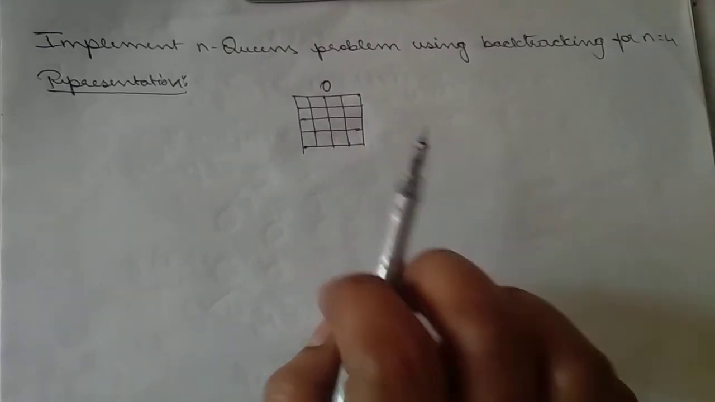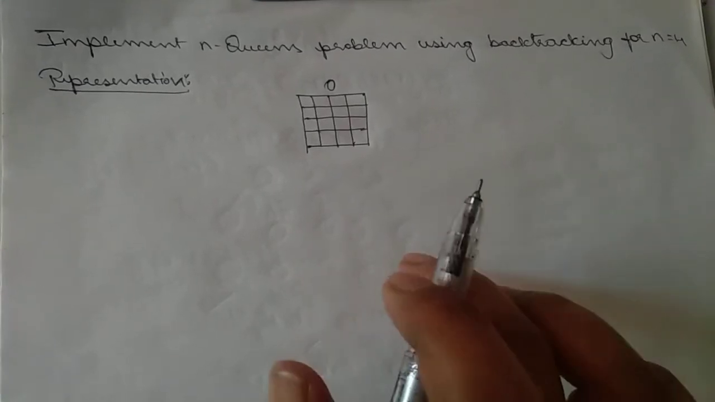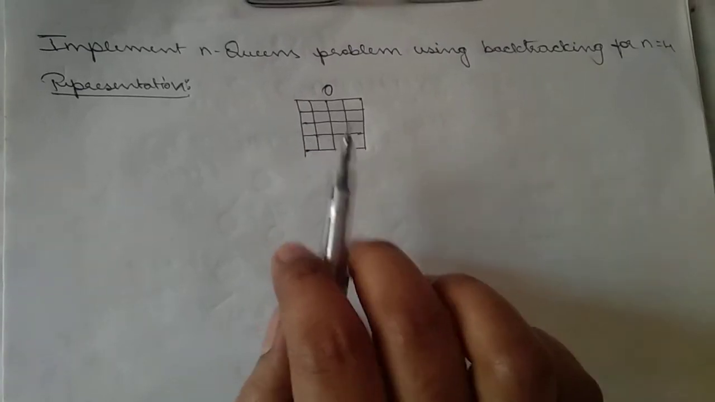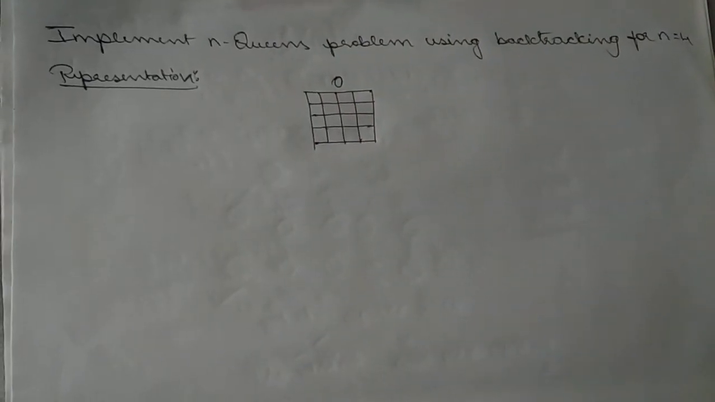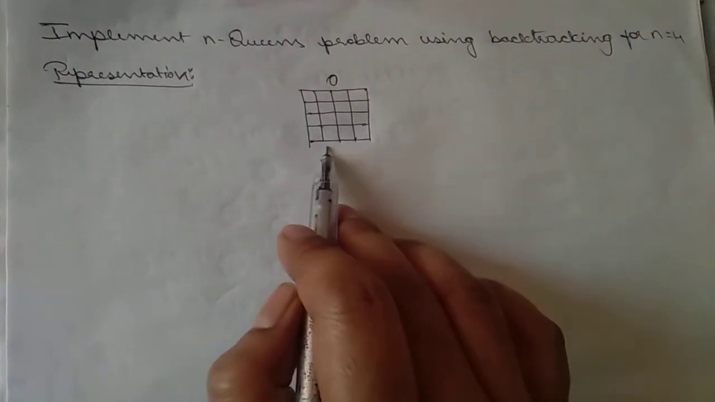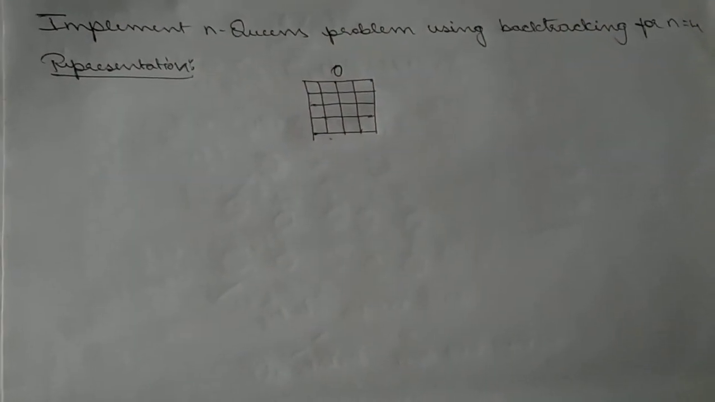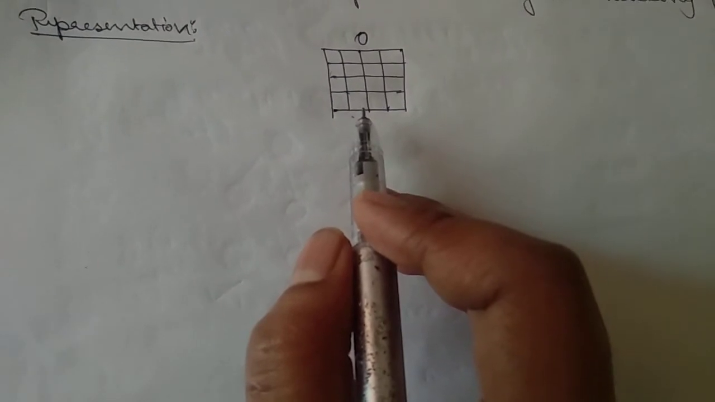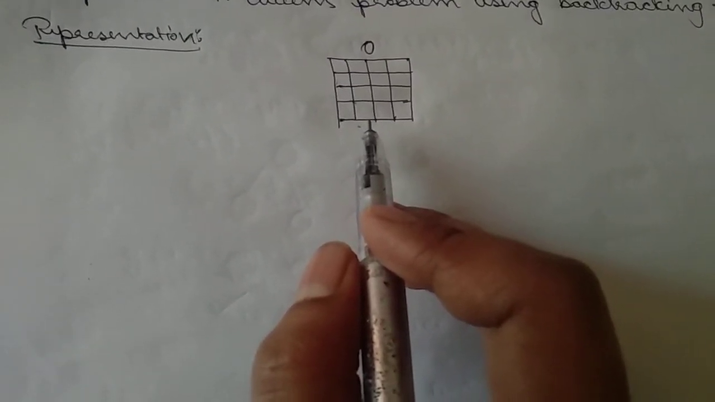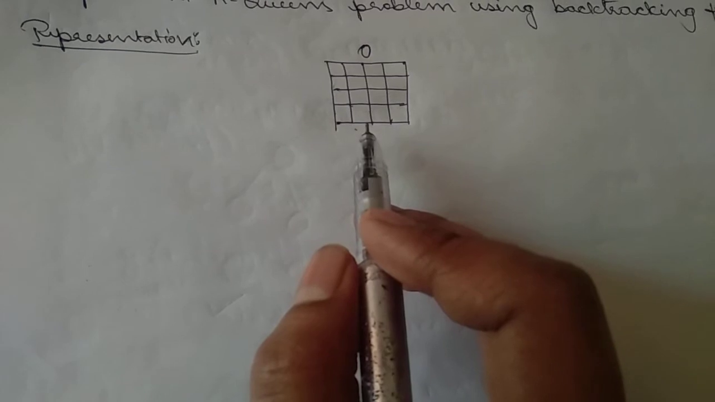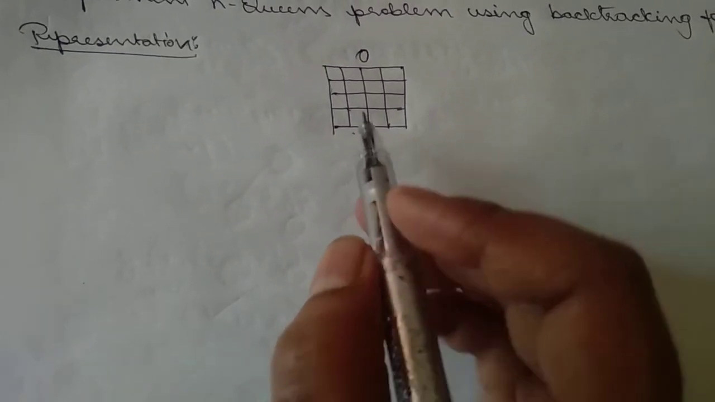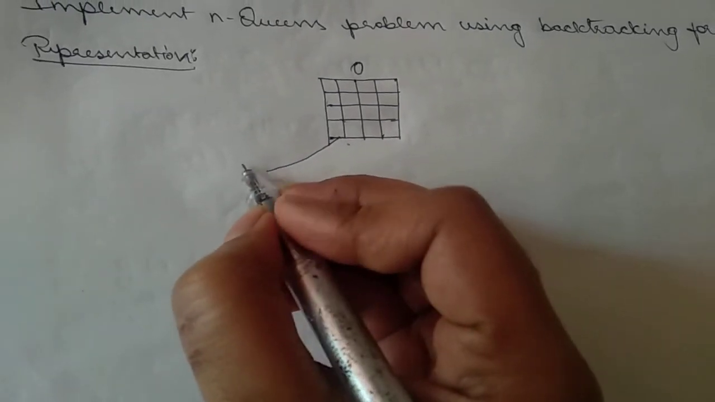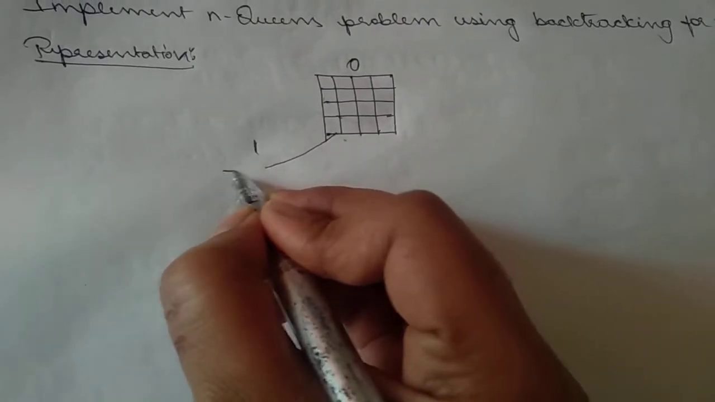N is equal to 4 means the number of queens is 4, and 4 queens means it represents the 4 cross 4 matrix. So it gives you 2 things: a 4 cross 4 chessboard you have to take, and you have to place 4 queens in this one. This is the representation I have taken over here. Now first you place the first queen in the first one. I'll take this as solution 1.